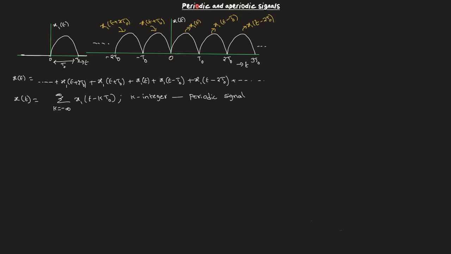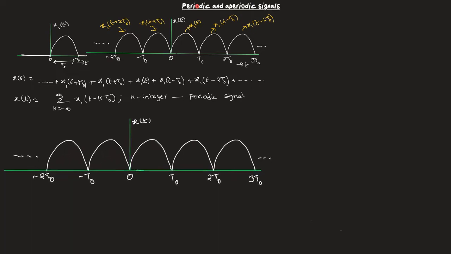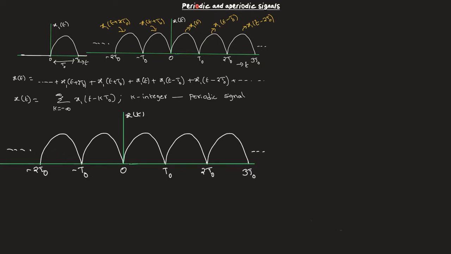How to define the periodic signal in its own way? There should not be any reference signal like x1 of t. Such a periodic signal x of t can be shown now like this. This signal is defined from minus infinity to plus infinity with infinite periodic repetitions or extensions, which we usually call replicas. Each replica is of width or duration capital T0.